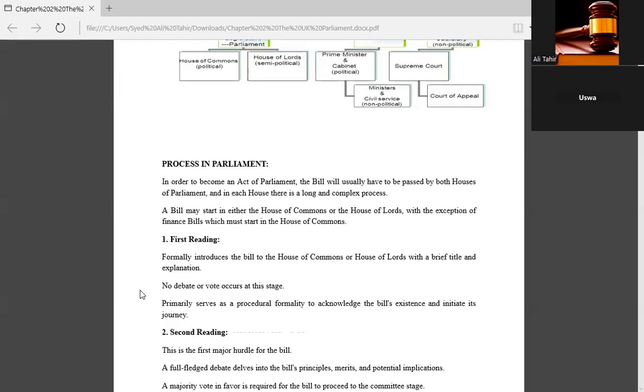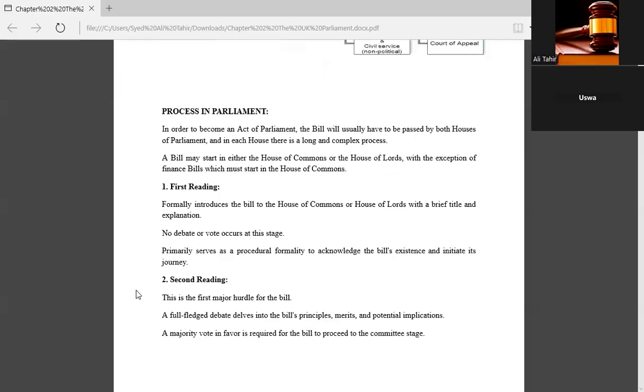Now, how would a process in Parliament begin? Whenever a bill is introduced in the Houses of Parliament, it will start in either the House of Commons or the House of Lords. It can be both the houses. There's not an issue unless it's a money bill, in which case the Commons will have exclusive right to deal with that bill. A bill would be subjected to the first reading, that is formally introduced.